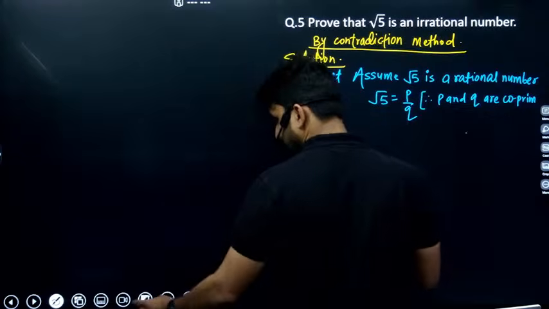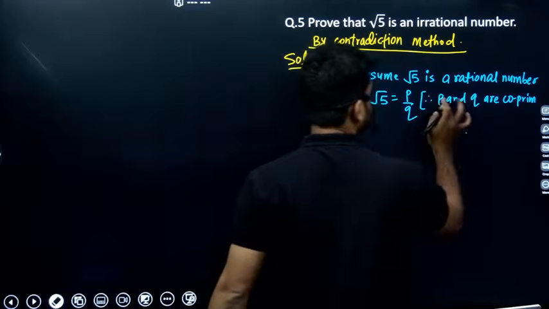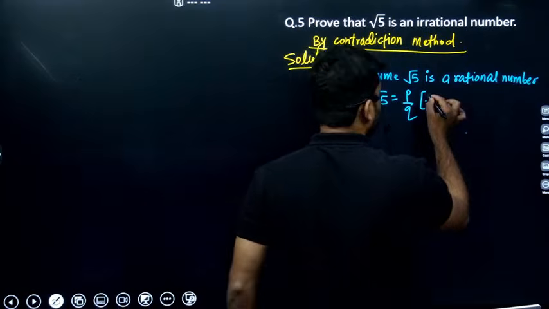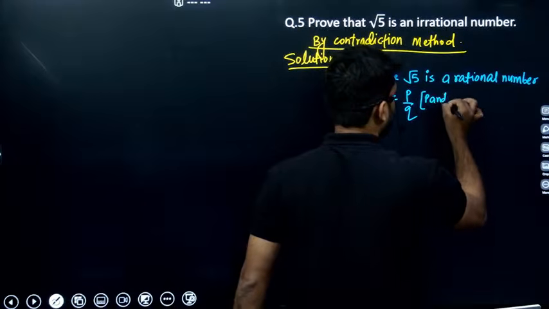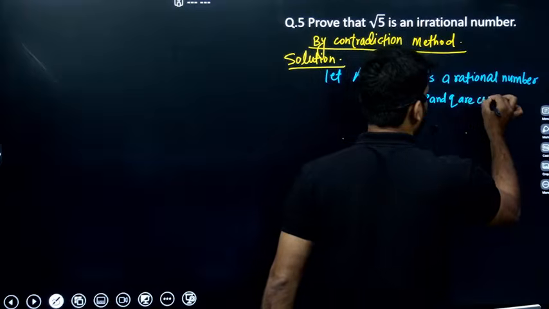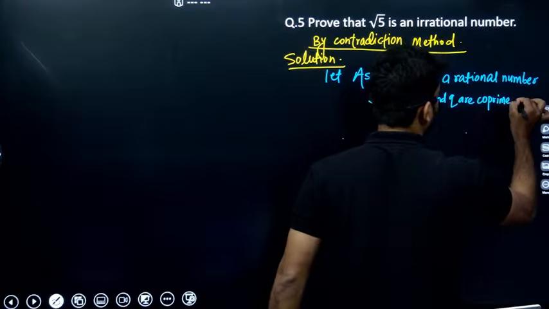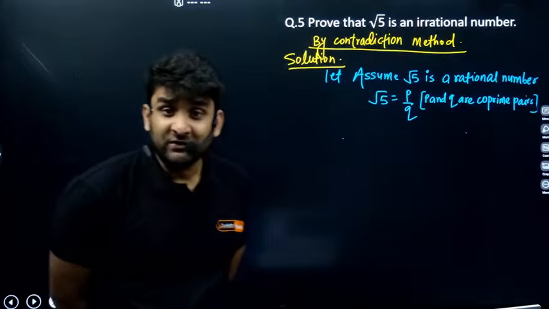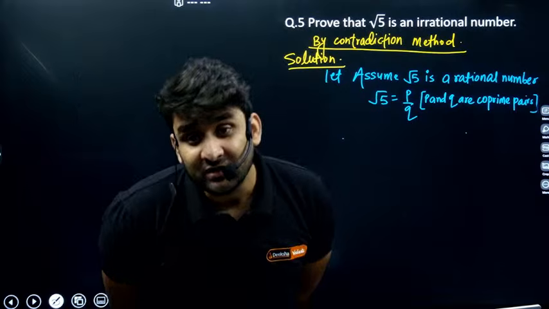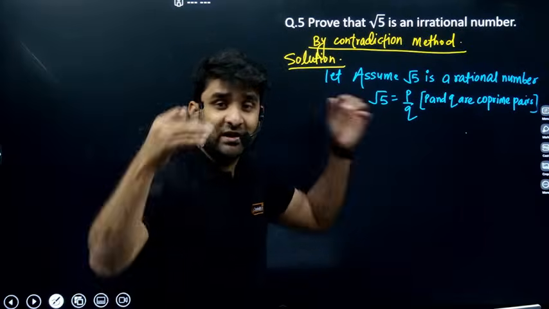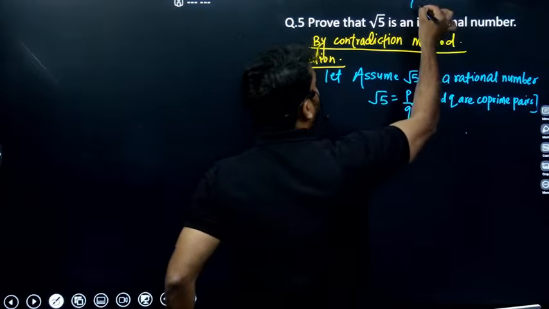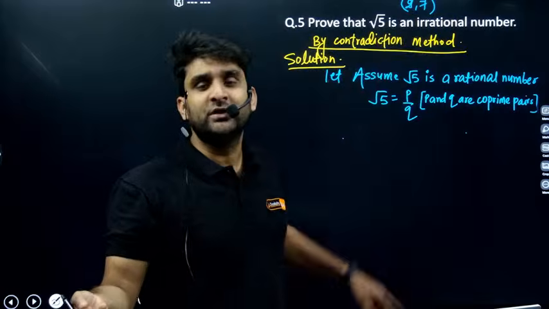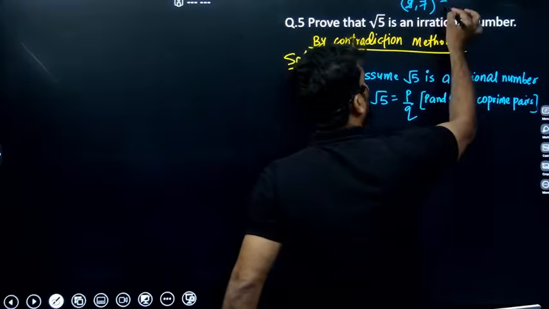I need space there, so let me shift this a little bit. P and Q are what kind of numbers? P and Q are co-prime numbers, co-prime pairs we can write. This is really very important. You know co-prime pairs? The numbers which have only 1 as a common factor. For example, 2 and 7: give me a number which can divide both 2 and 7. There is no number except 1. Only 1 can divide both.